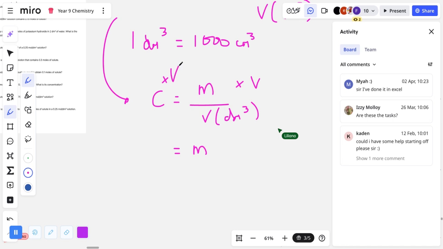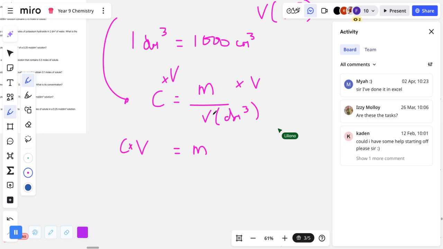This is algebra, which is Arabic for balance. So whatever you do on one side, you do on the other. That's your maths teacher's job to explain it to you, and if you don't get it, just ask me when it comes to science. So moles equals concentration times volume.